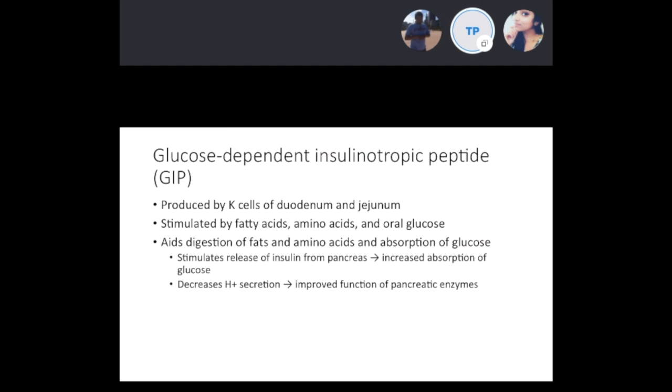GIP stimulates release of insulin from the pancreas, which then leads to increased absorption of glucose that has come in through that initial bolus. Like we know, release of insulin pushes glucose into the cells. So that's what it's doing there. And then there's also decreased acid secretion, which will ultimately improve the function of the pancreatic enzymes.